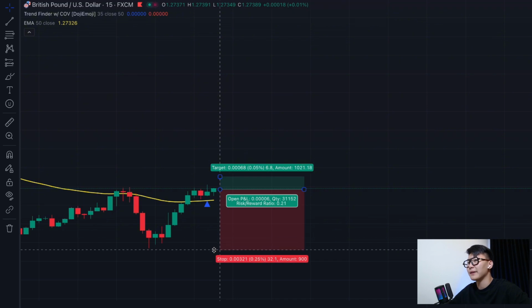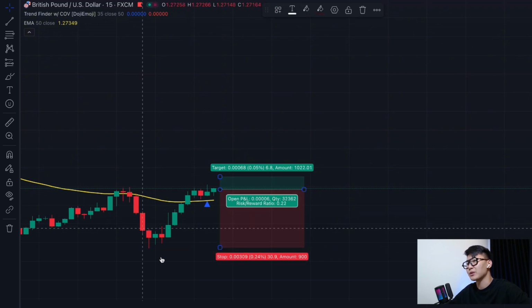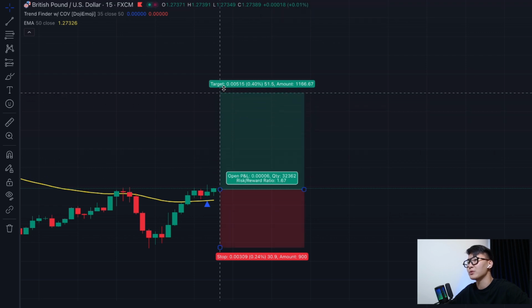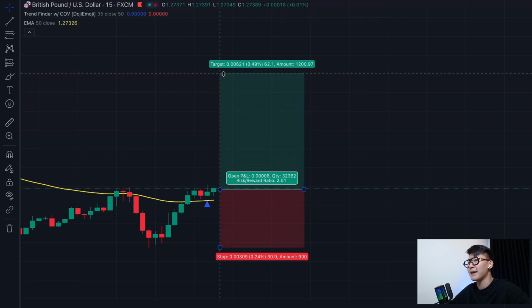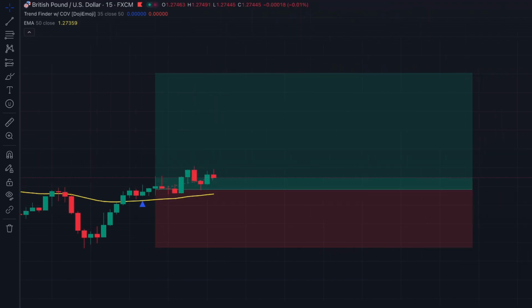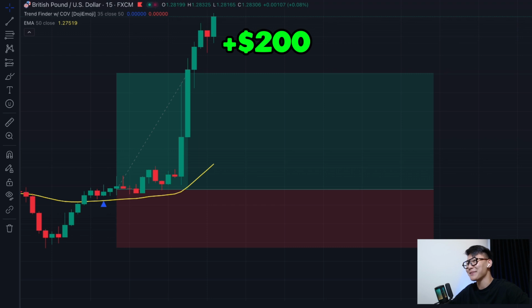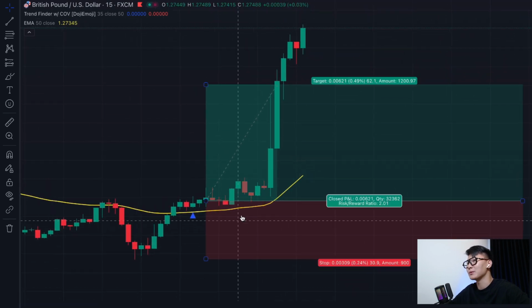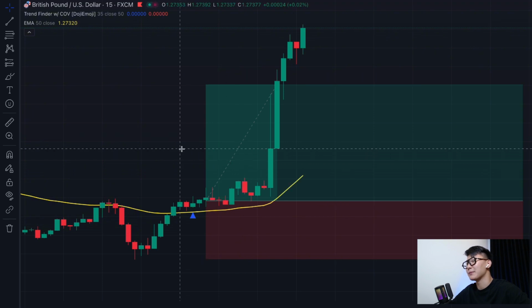As you can see, I'm placing the stop loss at the previous structural low, appropriate to me. I'll be opening this trade with a 1 to 2 ratio as well, and let's see how the signal performs. And as you can see, the signal worked out well. I've earned $200, and I'm very pleased with the result.